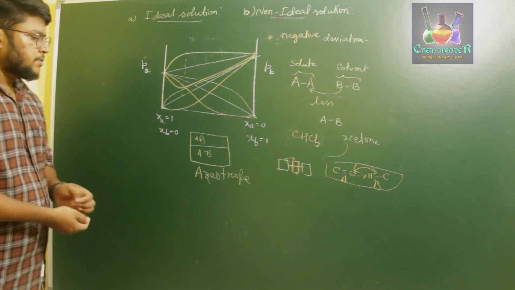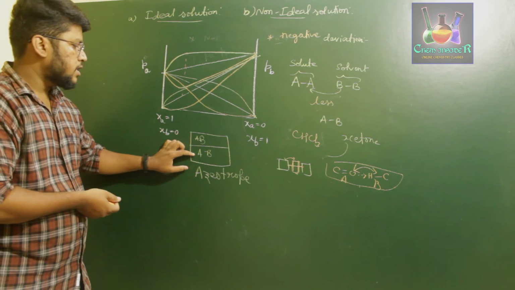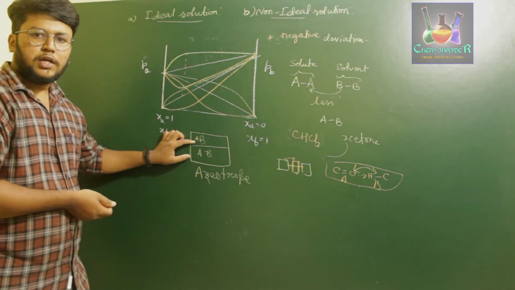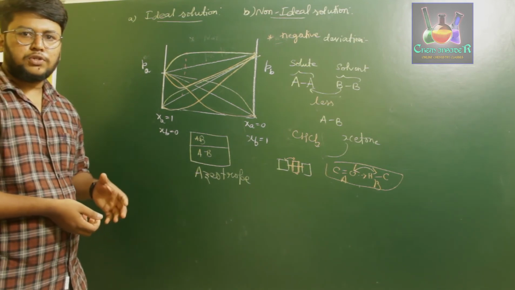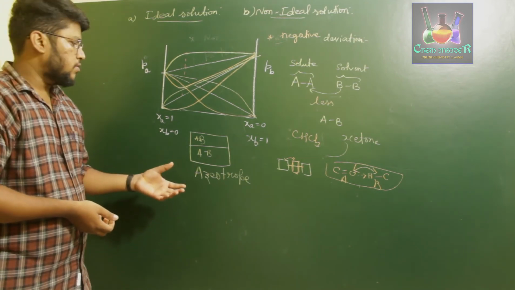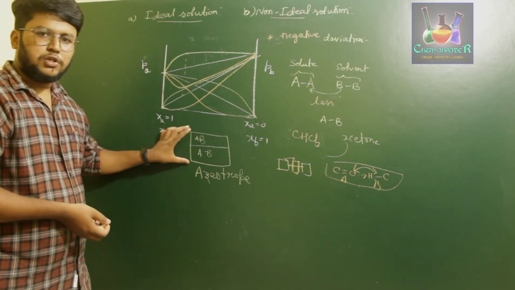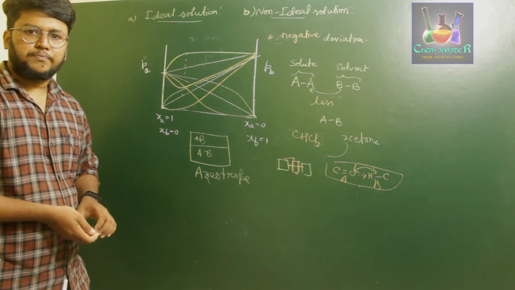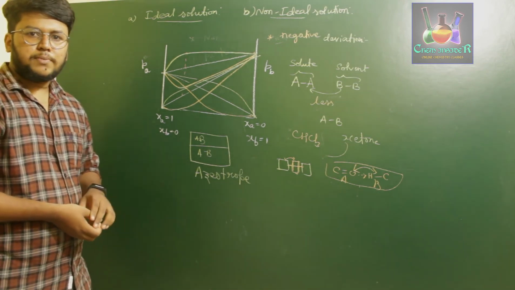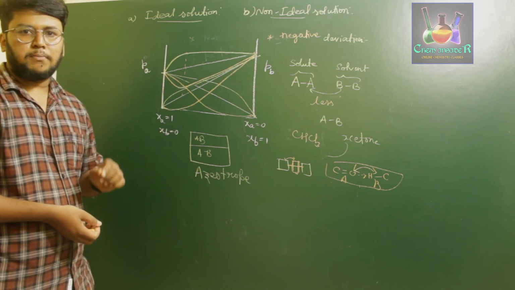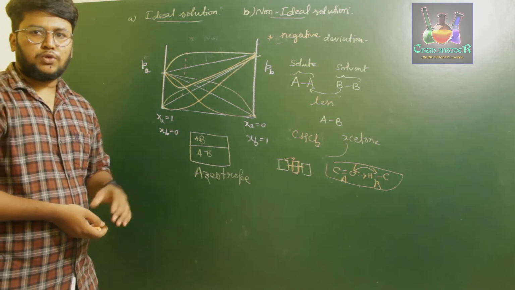That is, if the interaction of AB in the liquid phase is the same as the interaction of AB in the vapor phase, it can also be said that the composition of AB in the liquid phase is equal to the composition of AB in the vapor phase. Then those types of solutions are called azeotrope solutions. Azeotrope solutions give two types: one is minimum boiling azeotrope and the other one is maximum boiling azeotrope.